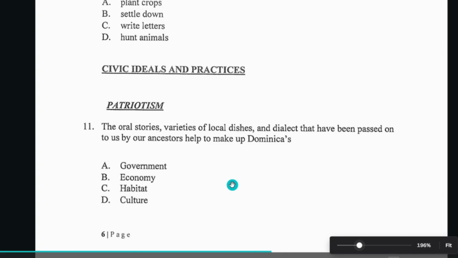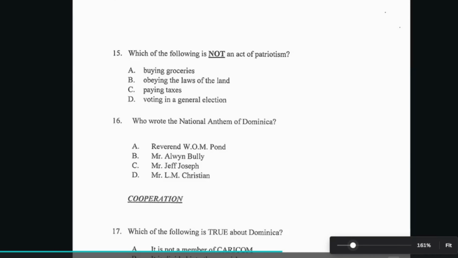Is it A, Reverend W.O.M. Pond, B, Mr. Alwyn Bully, C, Mr. Jeff Joseph, or D, Mr. L.M. Christian? So we know that Mr. Alwyn Bully is the one who designed the national flag of Dominica. May his soul rest in peace. We know that Jeff Joseph was a cultural icon in terms of singing different music. He was from St. Joseph and he was very well known in the French territories and in St. Martin and these areas. We know that Mr. L.M. Christian is the one who composed the national anthem, in terms of he wrote the music.